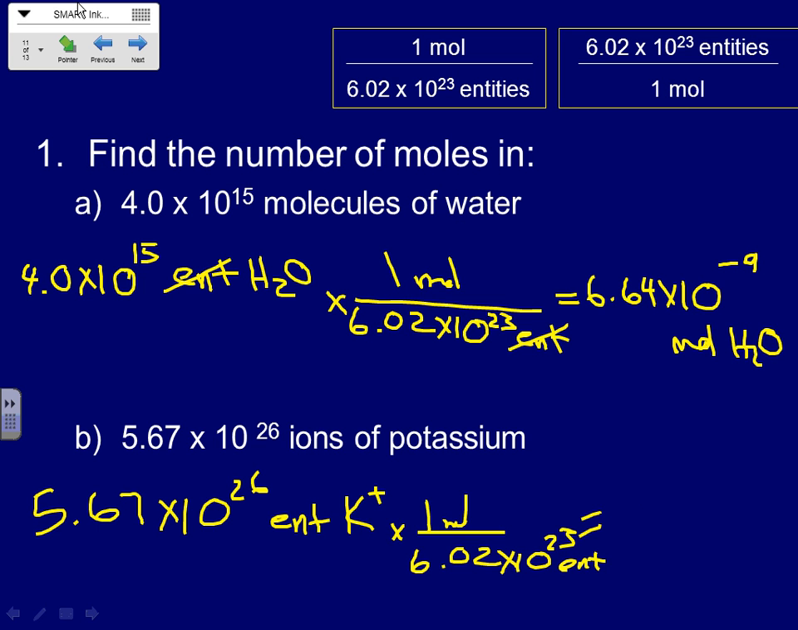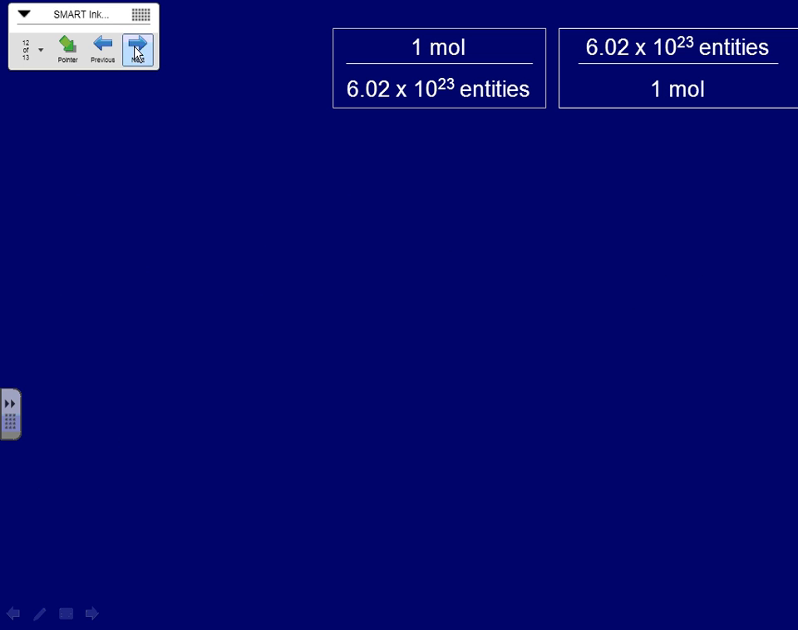941. 941 moles. Yep, I like that. 3 significant digits. 1's a whole number. 3 significant digits. I like it. 941 K plus moles. All right. Do we have supporters on that? Again, I always ask everybody, make sure we check each other. We're good? We got a thumbs up? I like the thumbs up.